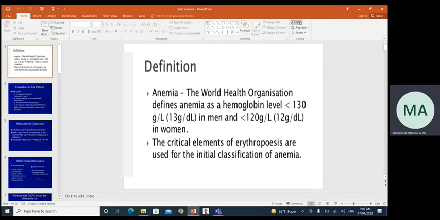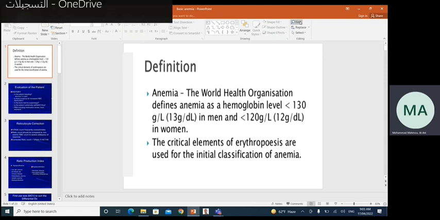Today our lecture is going to be about approach to anemia. So what is the definition of anemia? The World Health Organization defines anemia as a hemoglobin level of less than 130 gram per liter. There are two types of units, 130 gram per liter or 13 gram per deciliter. So if you see it in any books, don't be confused. In men, and 120 gram per liter or 12 gram per deciliter in women.